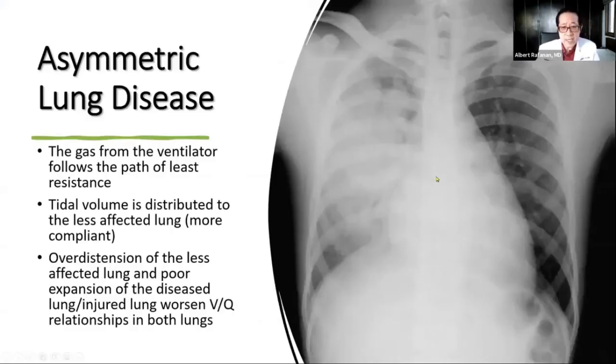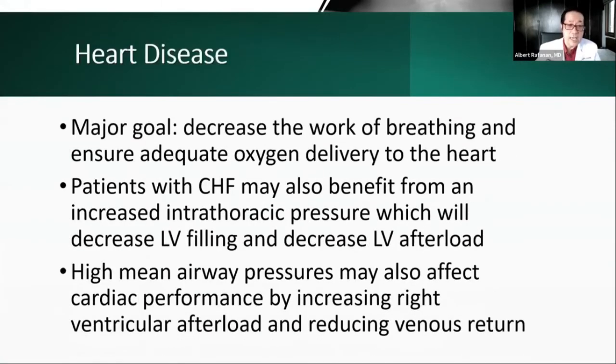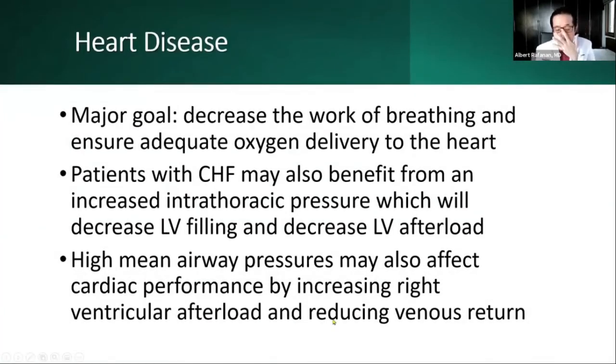Asymmetric lung disease as well, you have to be careful with this because the gas will flow the path of least resistance. So the more compliant, the less stiff lung, air will go in preferentially there. So tidal volume is distributed to the less affected lung, which causes overdistension of the less affected lung and poor expansion of the diseased or injured lung, which can worsen the VQ relationship in both lungs. So you probably have to use a lower tidal volume in asymmetric lung disease.